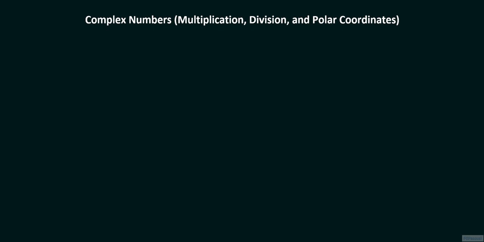In this lecture, we discuss multiplication and division of complex numbers in relation to their polar representation. Let z be equal to x plus y times i, where i squared equals minus 1, so that i is a square root of minus 1. Let x and y be real numbers, so that x plus y times i is the standard form of z. The absolute value of z is equal to the square root of x squared plus y squared.